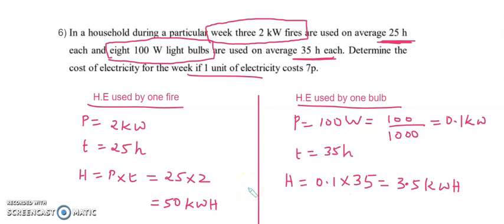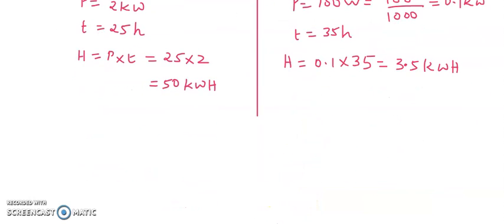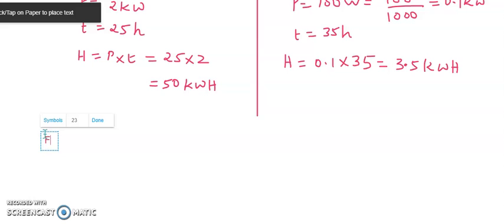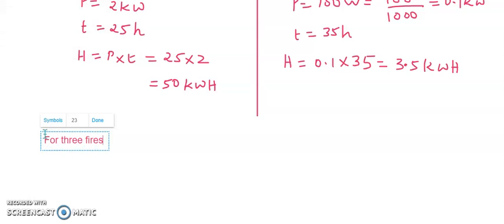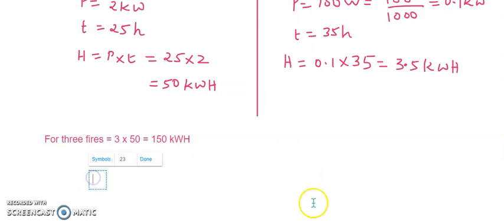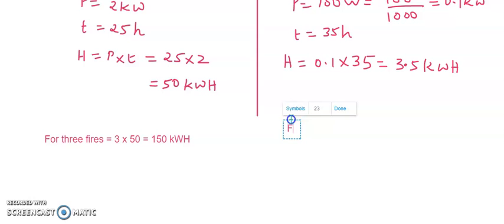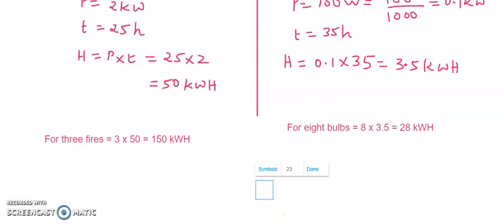Now this is for one fire. How many total fires are there? 3. And how many bulbs are there? 8. Okay. So we have found the heat energy for 1. So for 3 fires, it will be 3 multiplied by 50, which is equal to 150 kilowatt hour, right? And for 8 bulbs, the heat energy used will be 8 multiplied by 3.5, which is equal to 28 kilowatt hour, right?